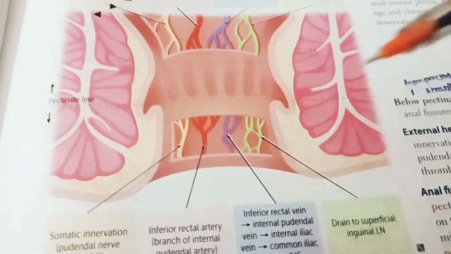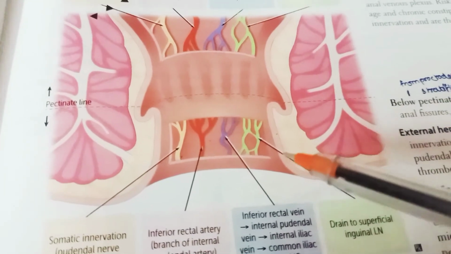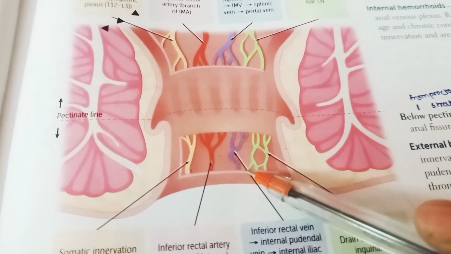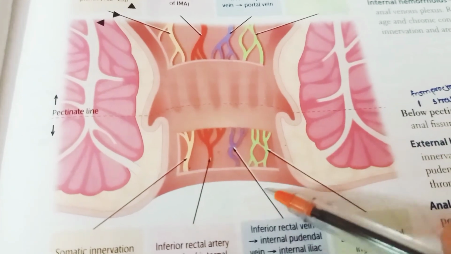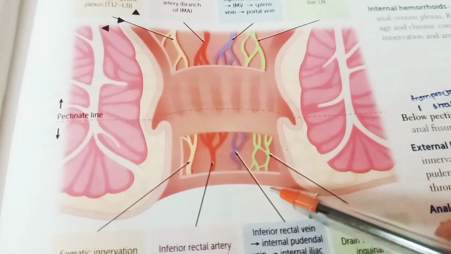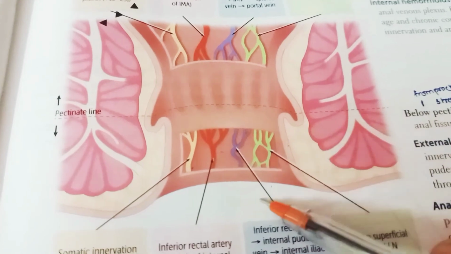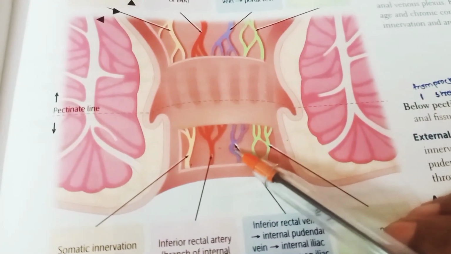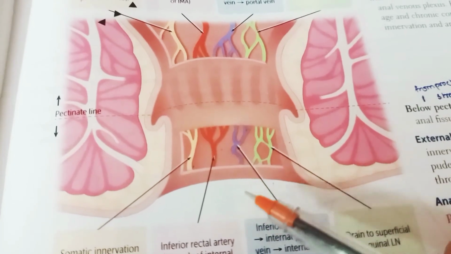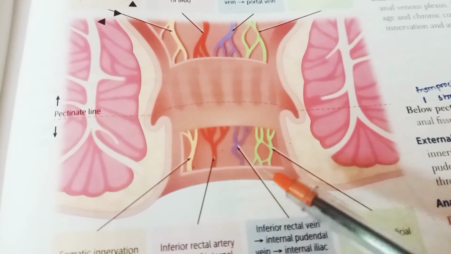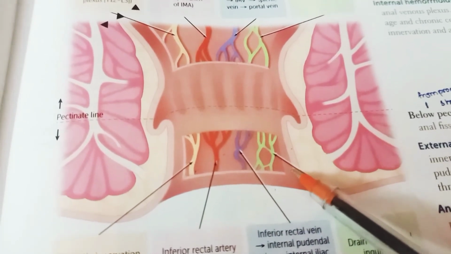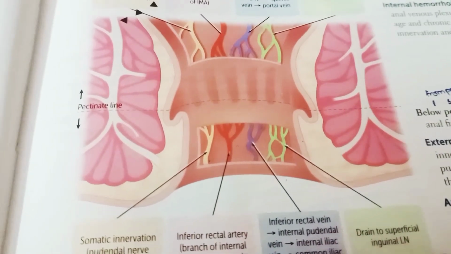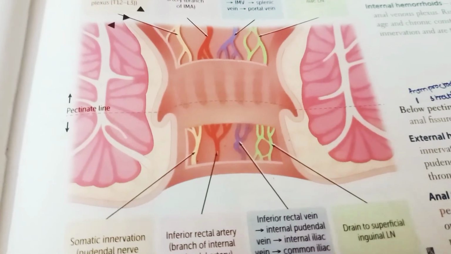Okay, below the pectinate line is from proctodeum ectoderm. Here this is a stratified squamous epithelium. Here these are called external hemorrhoids if the hemorrhoids form here, and also anal fissures and squamous cell carcinoma can form here. External hemorrhoids mainly receive somatic innervation. Because of somatic innervation they are painful if thrombosed, and they are supplied by the inferior rectal branch of the pudendal nerve. Okay, so that's why they may be painful.